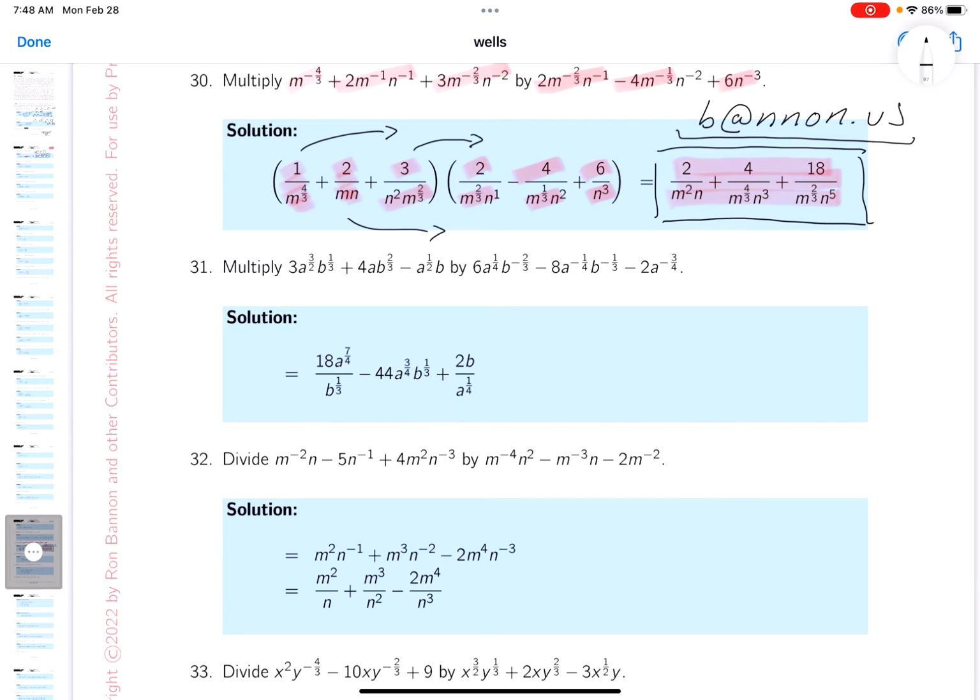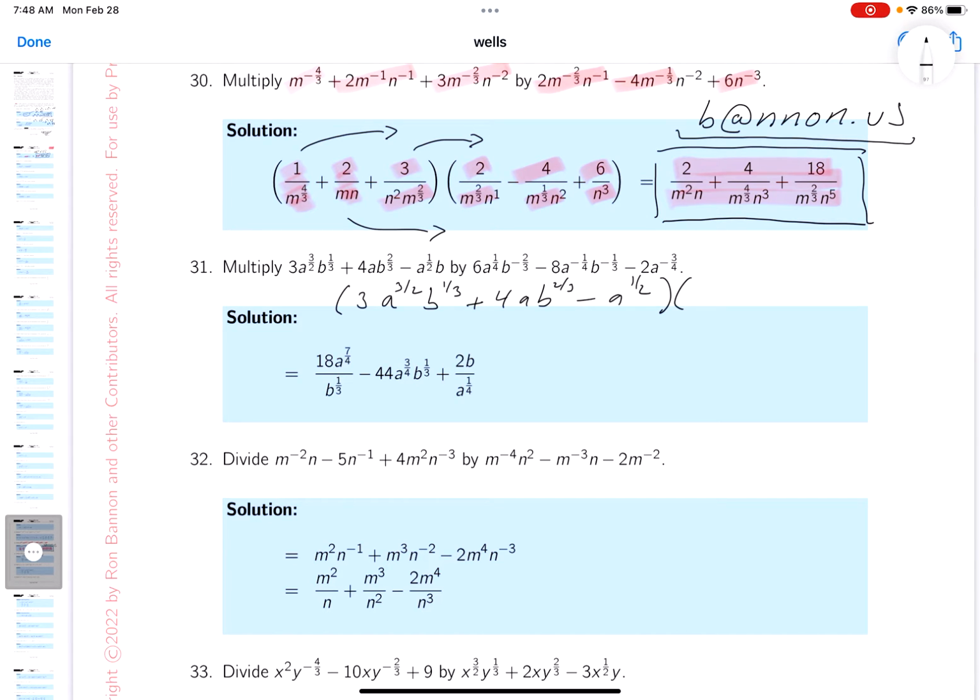Again, if you need to see an example of me doing this, I would go back to problem number 29. But what I'd recommend you do over here is just write it down, right? This is going to be 3a to the 3/2, b to the 1/3, and then it's going to be plus 4a b to the 2/3 minus a to the 1/2.